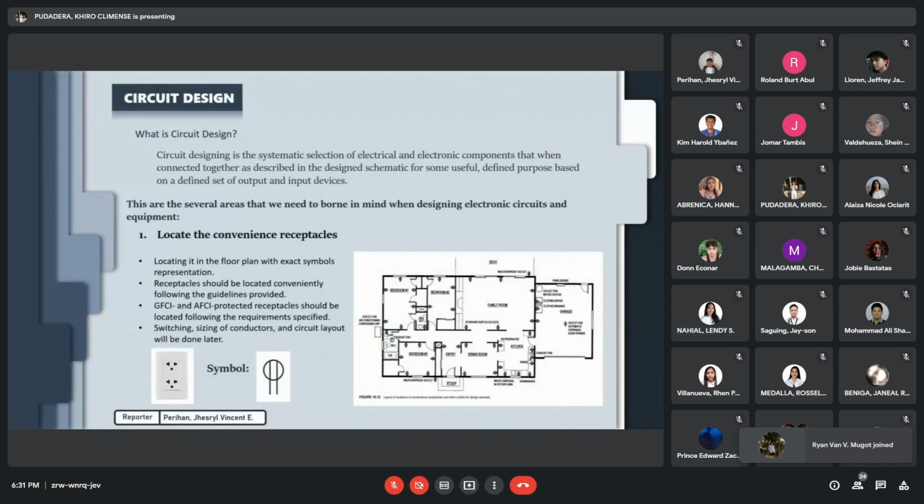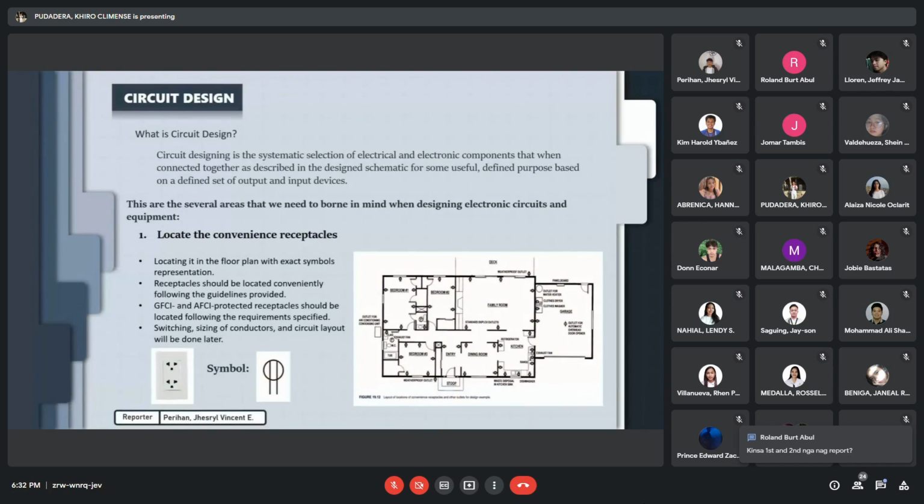Hello everyone. So, I am here to discuss circuit design. What is circuit design? Circuit designing is the systematic selection of electrical and electronic components that, when connected together as described in the design schematic, serve some useful, defined purpose based on a defined set of output and input devices. So, these are the several areas that we need to bear in mind when designing electronic circuits and equipment.